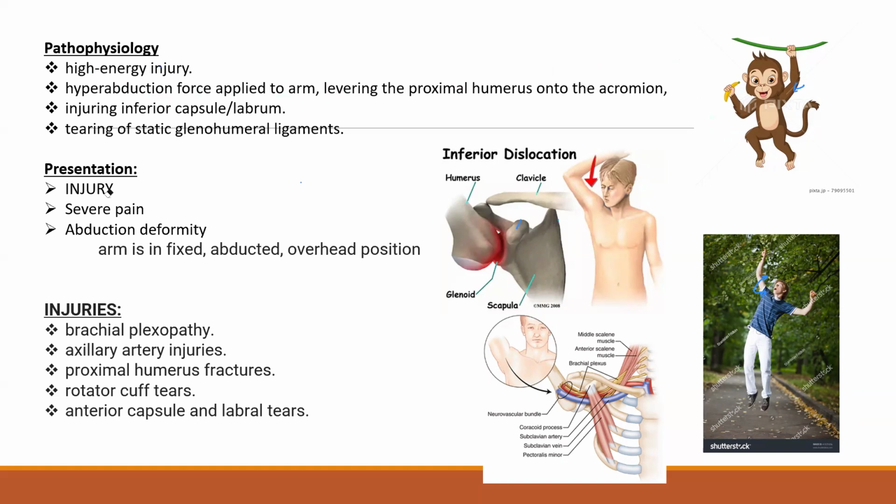So there is a history of injury. The patient will have severe pain and abduction deformity. The attitude, the position of the limb, is very important. As I told you before, here it will go into abduction like this. So it's an overhead abduction, and no adduction is possible. Adduction is gone, and it's very fixed. There is no movement allowed.